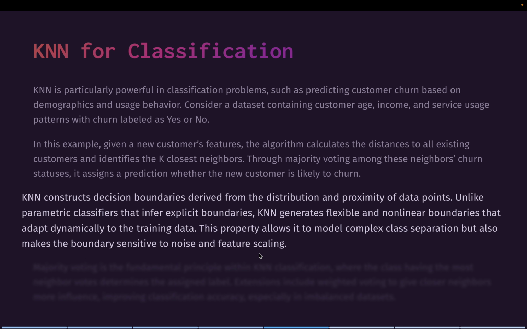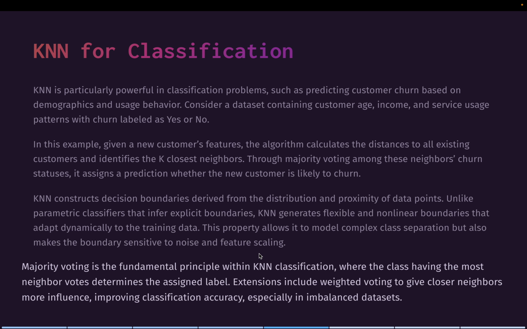So KNN constructs decision boundaries derived from the distribution and proximity of the data points. Unlike parametric classifiers that infer explicit boundaries, KNN generates flexible and non-linear boundaries that adapt dynamically to our training data. This property allows us to model complex class separation but also makes the boundary sensitive to noise and feature scaling.